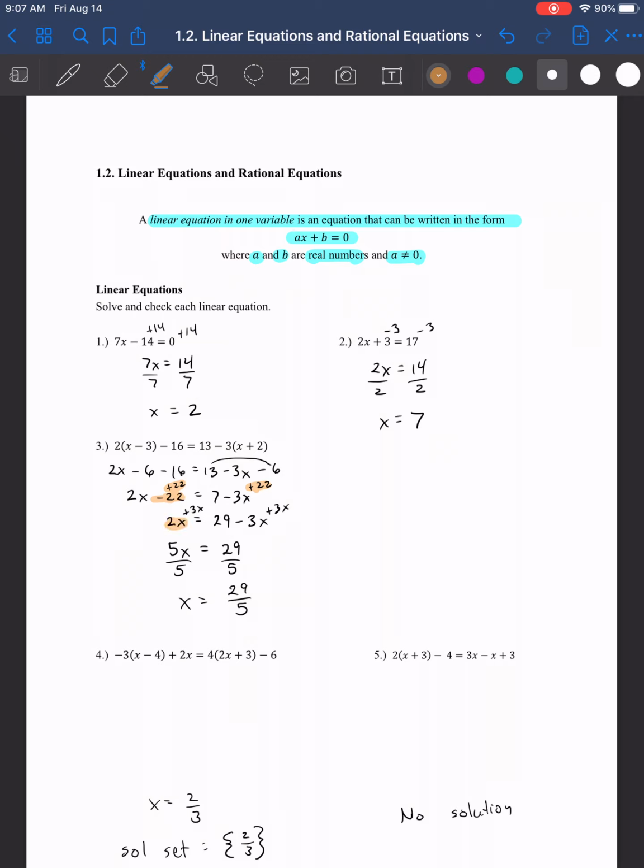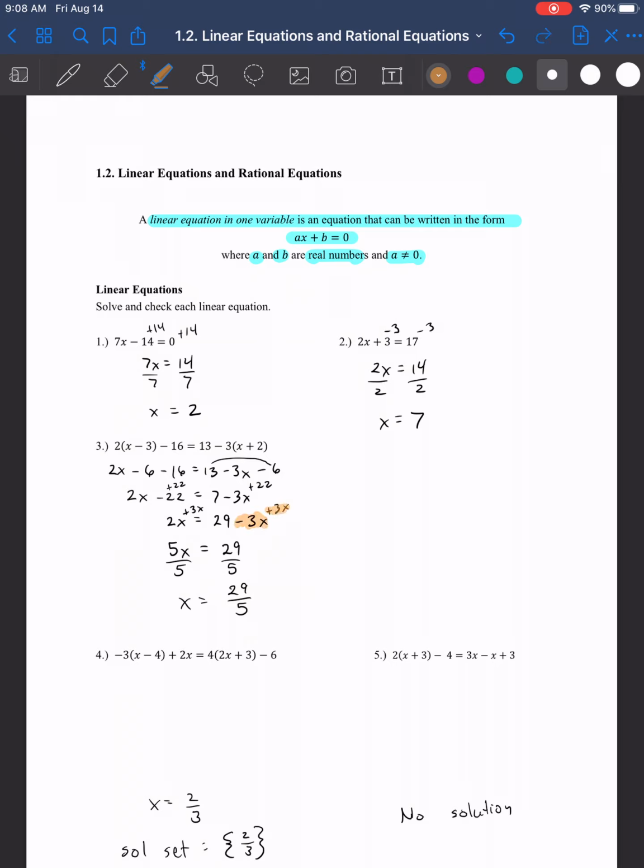And then on the other side, you end up with this plus 22 here, and you have 7 plus 22. That gives us this 29 right there. So now what we have at this point is 2x equals 29 minus 3x. But I still have x's on both sides. So what I'm going to do is I have this minus 3x right there, and so I want to get it to the other side.